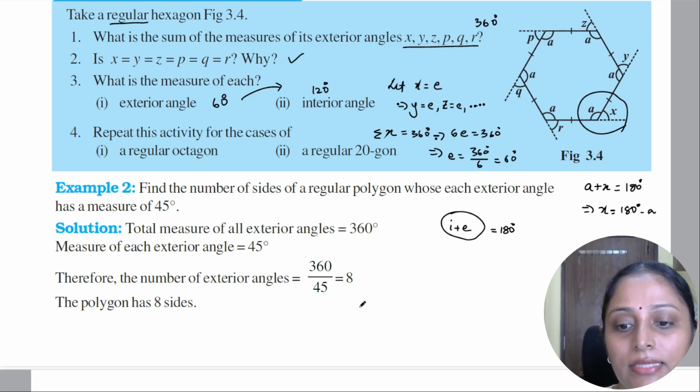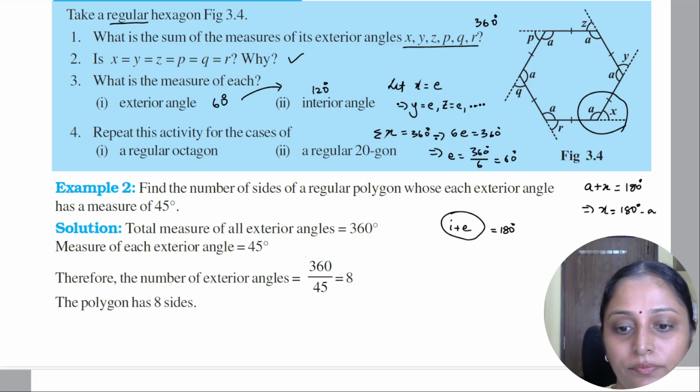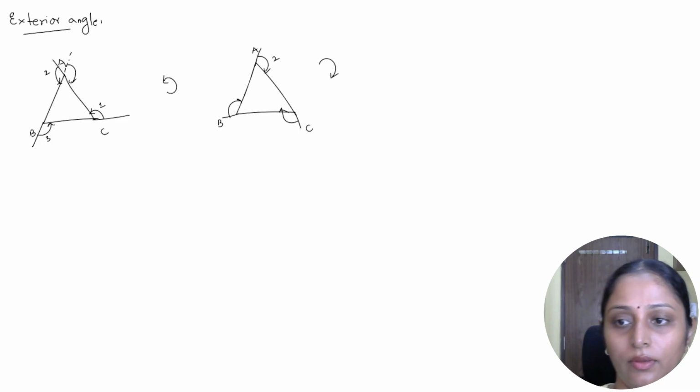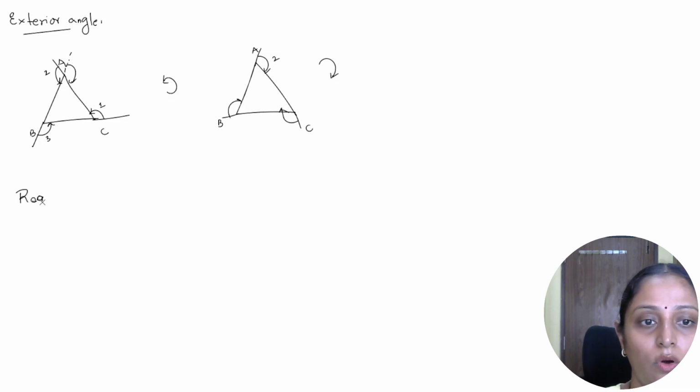Next, repeat this activity for the cases of regular octagon and a regular 20gon. Okay, let's look at a regular octagon. So here I have a regular octagon, right? Regular octagon has 8 sides. Okay, regular octagon means n is equal to 8.